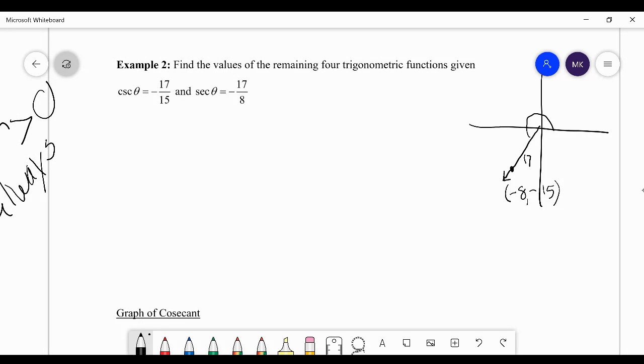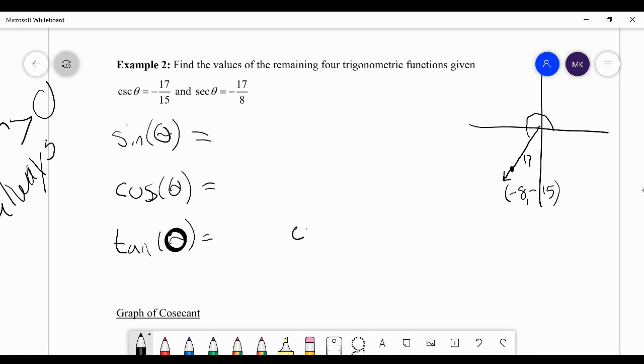Okay, so we need to find our sine of theta, cosine of theta, tangent of theta, and our cotangent of theta. So because we know our x value and our y value and our r value, we can do all of these.